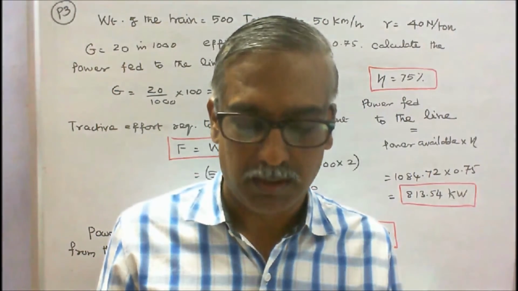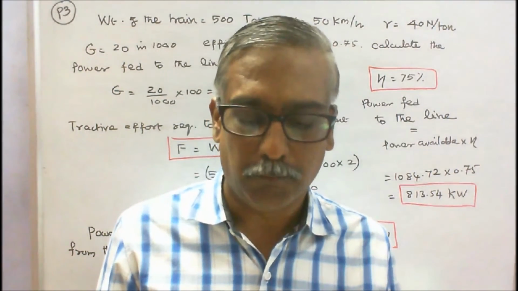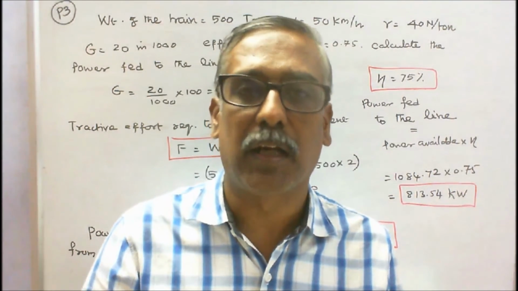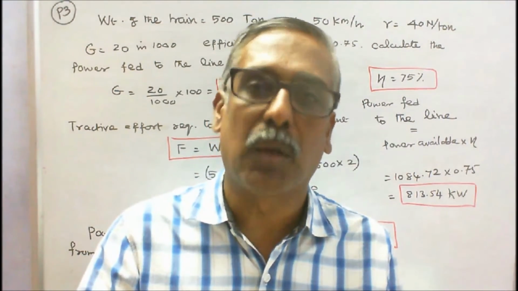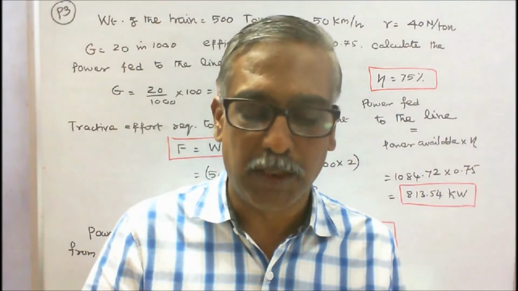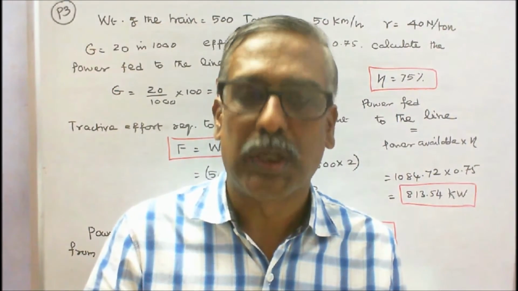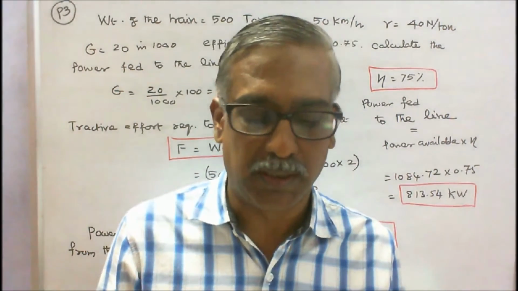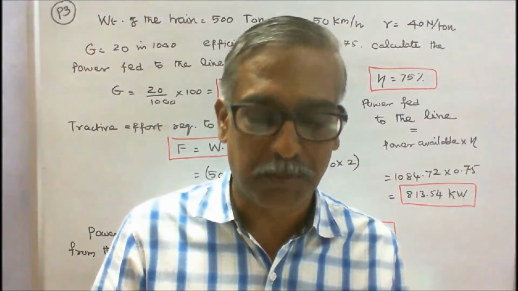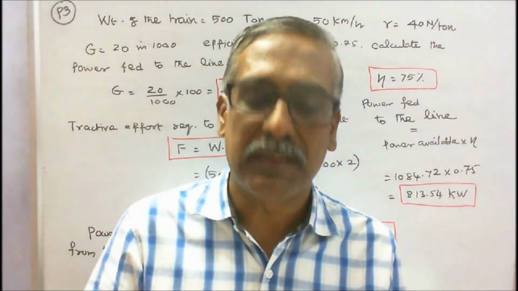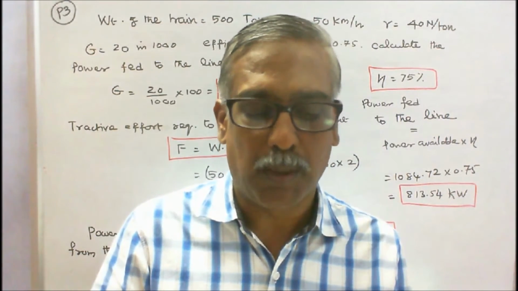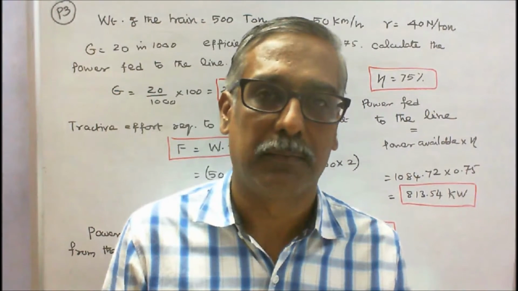Problem 3. A train weighing 500 ton is moving downward on a gradient of 20 in 1000. The speed of the train is to be maintained at 50 km per hour through the use of regenerative braking. If the tractive resistance is 40 newtons per ton and the efficiency of conversion is 75%, calculate the power fed to the line.